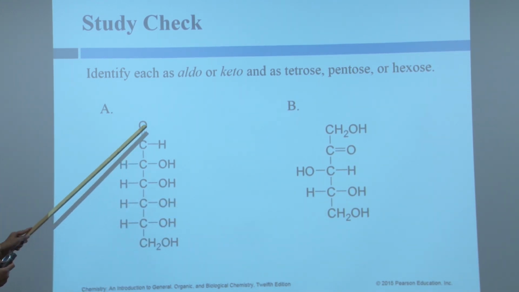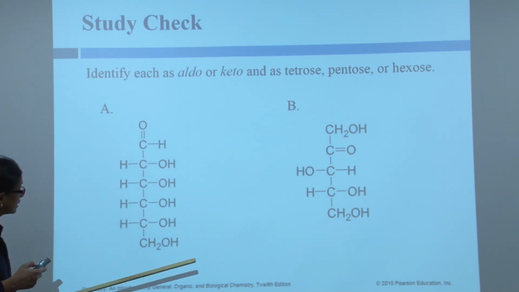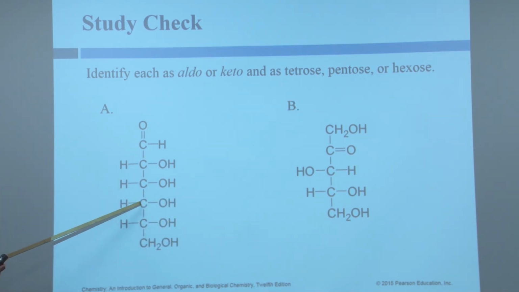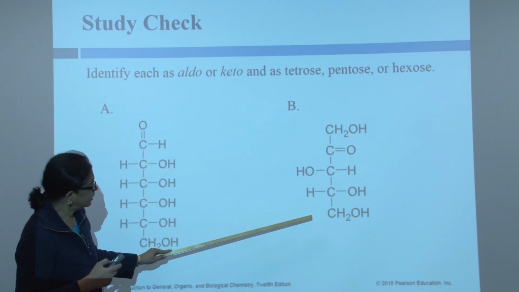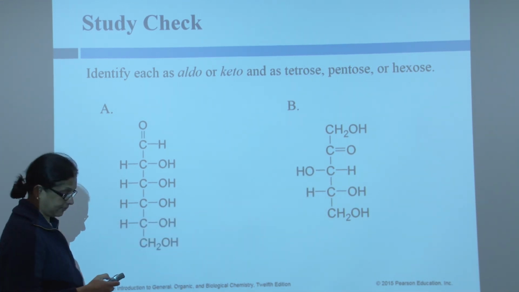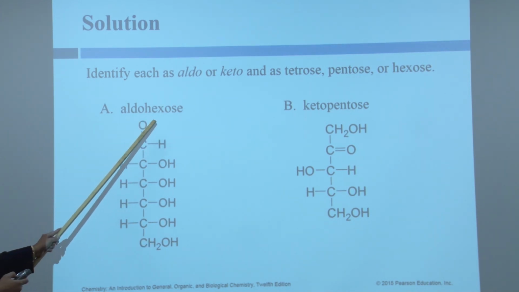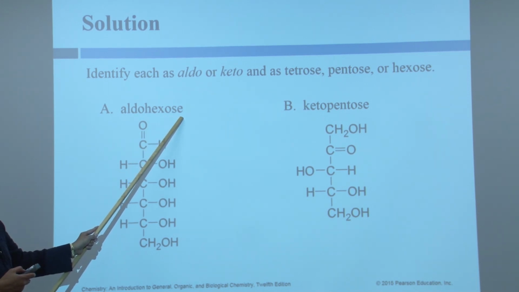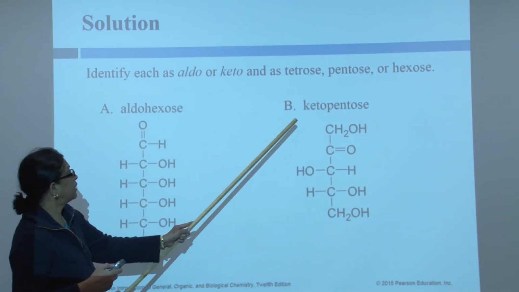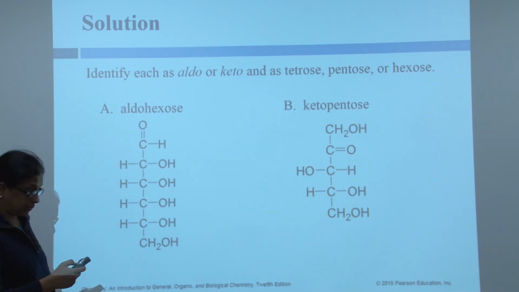Now, aldo or keto, is it a tetra, penta, hexa? Let's count. 1, 2, 3, 4, 5, 6. Hexa. 1, 2, 3, 4, 5. Penta. Aldohexose, ketopentose. Again, the OSE, the last 3 letters, confirm that this is a saccharide, a sugar molecule that we are talking about.